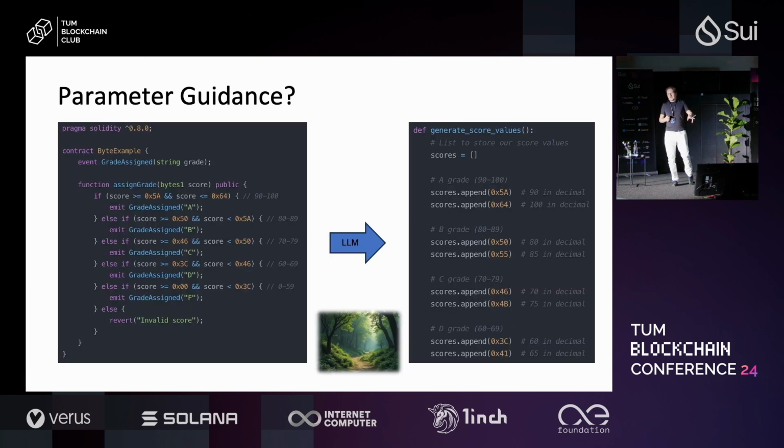Third example, the parameter guidance. This is a very specific example. Let's say we have the following smart contract here. I won't go into much detail, but essentially it's a smart contract with a byte parameter here. In order to create valid input, if you want to explore this search space, you need to create very specific values. What an LLM can probably help quite well with is you pass it this code and ask the LLM, could you please generate values that would allow me to execute all branches in this code?